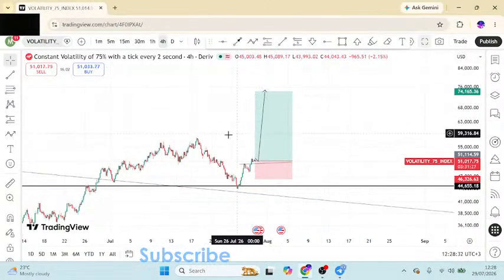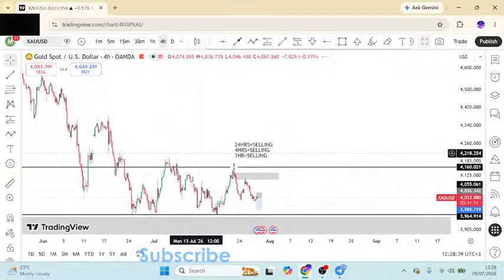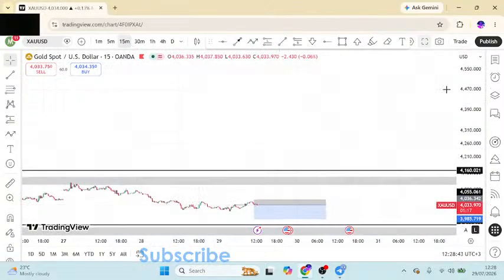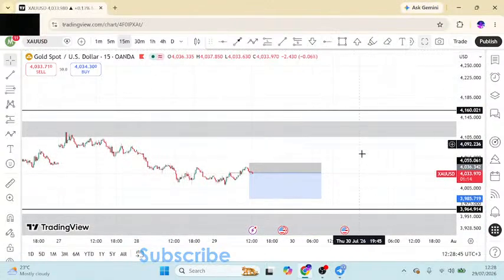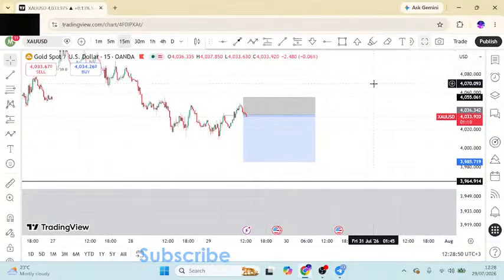So this is my second signal that I gave out. That is volatility 75, and then this is our gold. On gold, we are looking for sales. As everywhere is bearish, we are seeing from the daily time frame, 4 hours, 1 hour, then 15 minutes. That is why we entered there for that sale.